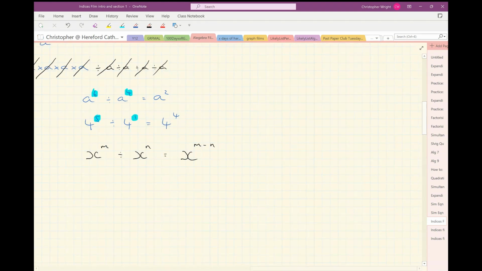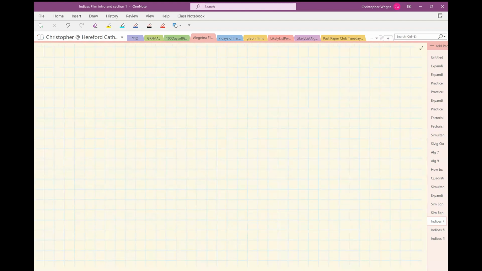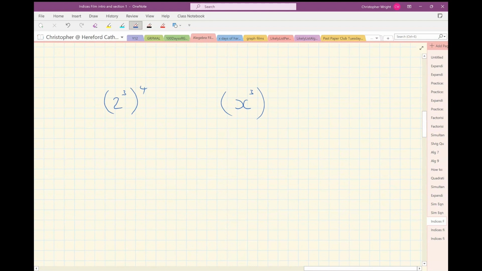Right, the third and final rule with indices is coming up. We've looked at multiplying, and we've looked at dividing. Now we're going to look at something that looks like this. Let's say, for instance, 2 cubed to the power of 4. Or algebraically, we could be looking at x to the power of 3 to the power of 5.